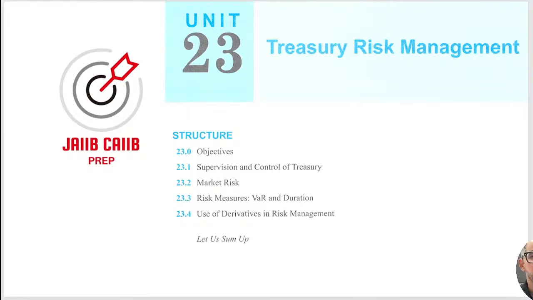Okay. Now the next one, treasury risk management. So when it comes to the next unit, it is all about treasury risk management. Here we have objective, supervision and control, market risk, risk measures, VaR and duration, and derivatives and risk management.